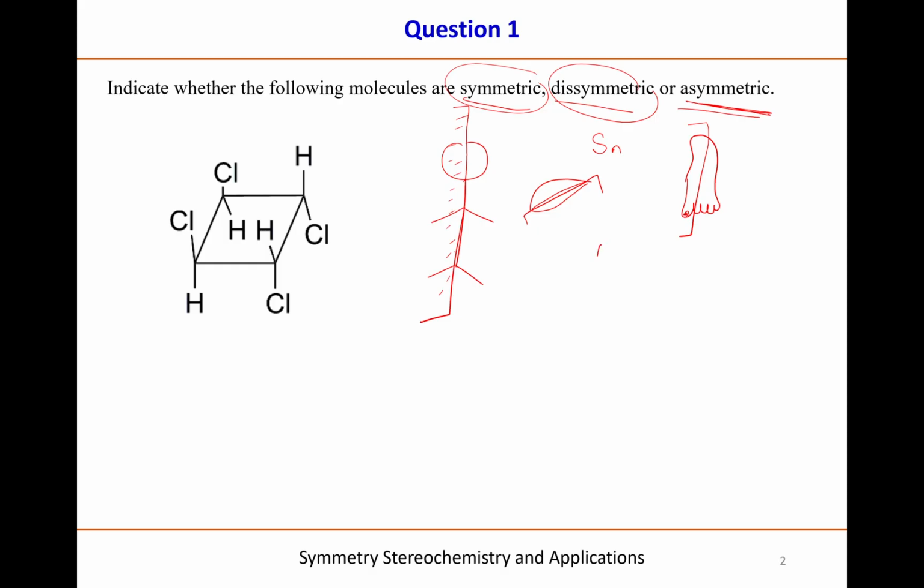So S2 is equal to the center of inversion, and Sn is the axis of symmetry combined with a plane of symmetry. So rotation and reflection is called an improper axis of symmetry, Sn. So in these molecules, there is an absence of a plane of symmetry, but some other symmetry elements are present. These are known as dissymmetric molecules. It's somewhat similar to asymmetric, but not exactly.